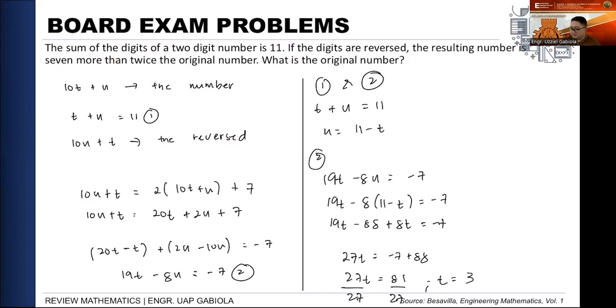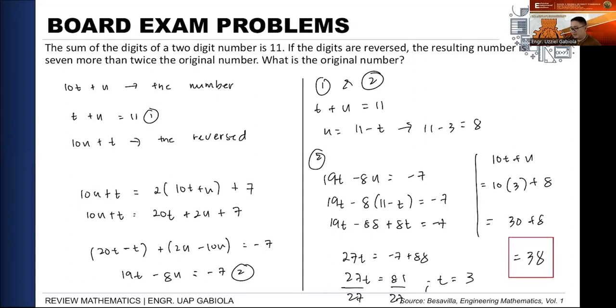Okay, then substituting yung value dito, so 11 minus 3, that is 8. So pag pinapakuha yung original number natin is 10t plus u. So that is 10 times 3 plus 8. So original number natin is 38. So ito yung hinahanap nating number. So 38.